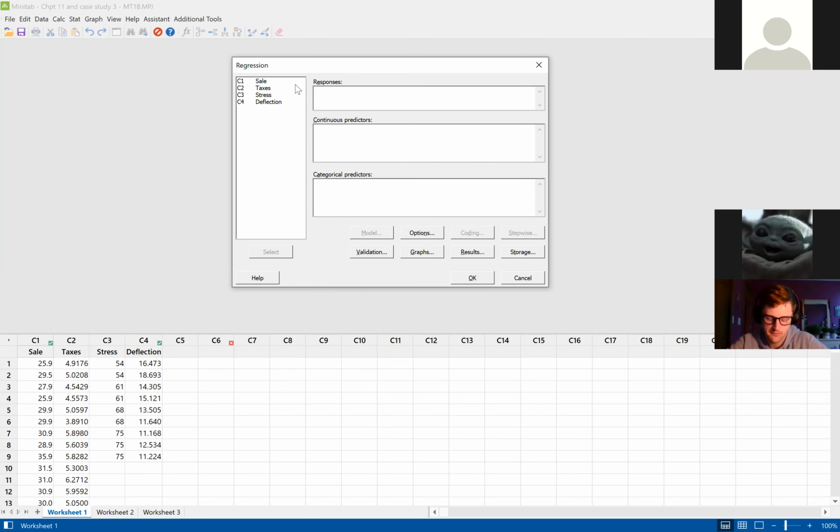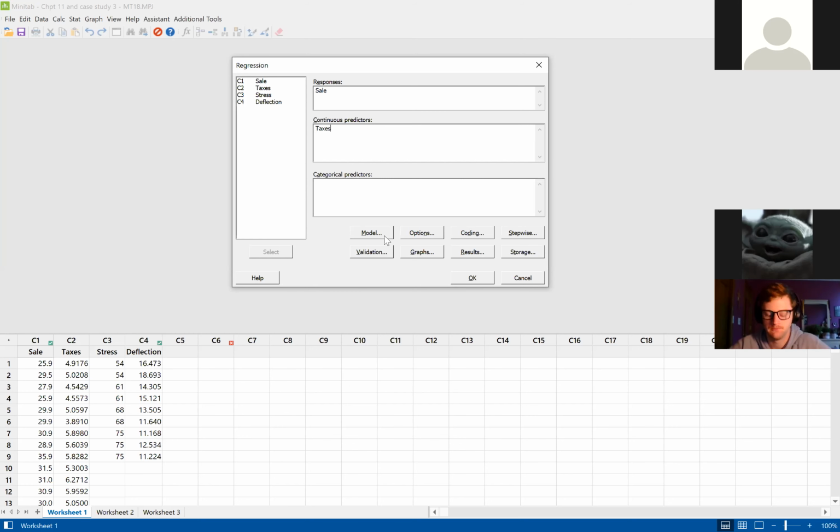So clicking in the response box, I click on sale because that's the sales price. And then clicking in the predictor box, I click on taxes and select taxes. You do not need categorical predictors. We're not doing regressions that have additional categories that are associated with them. That is covered later in Chapter 11, but it's not covered in our course. Again, that's graduate level work that you would be doing. So our response and continuous predictors are there.